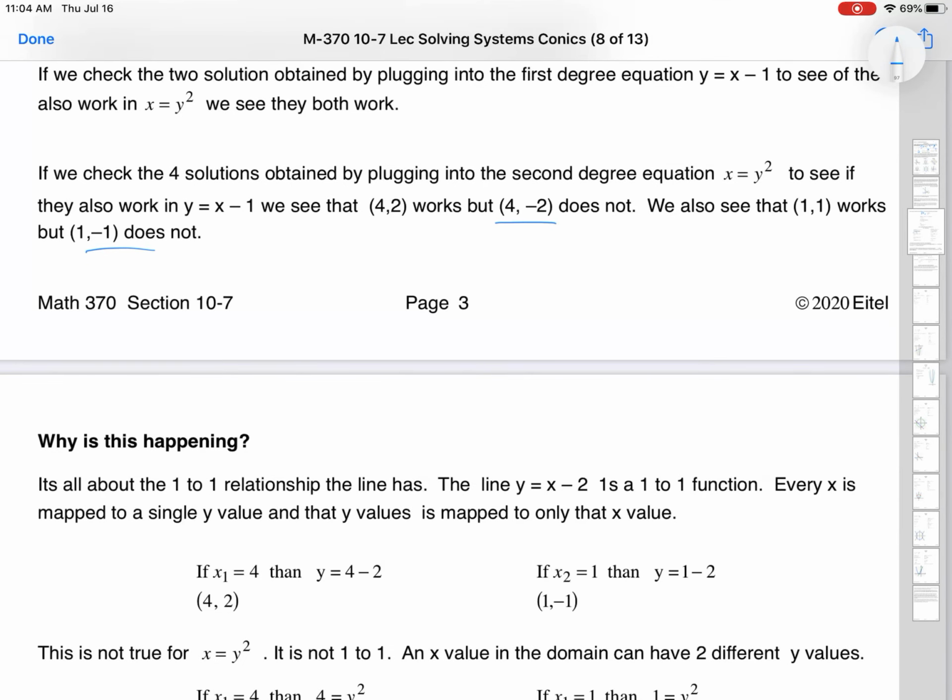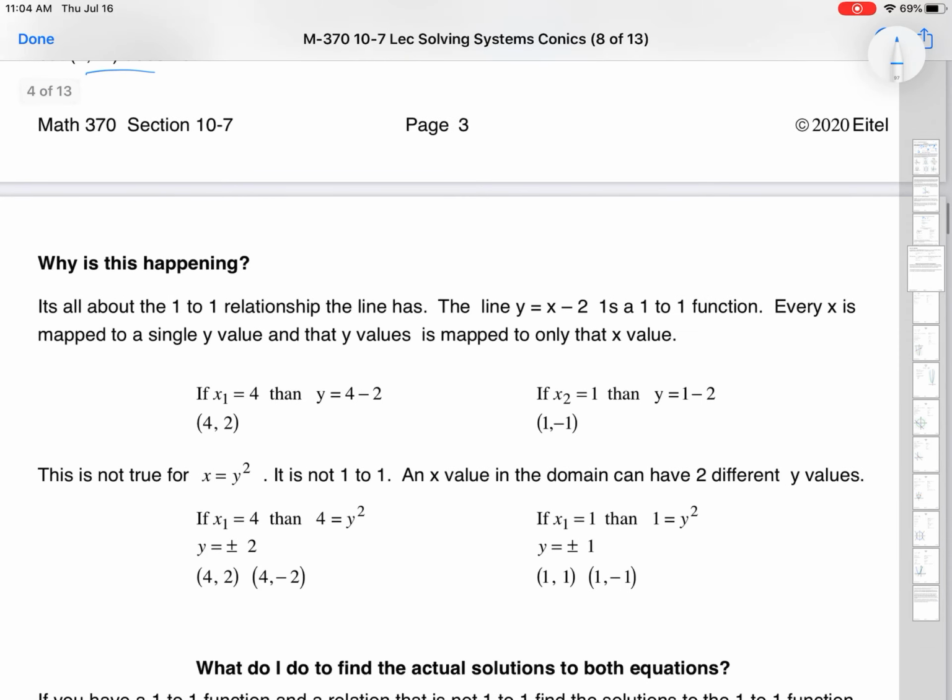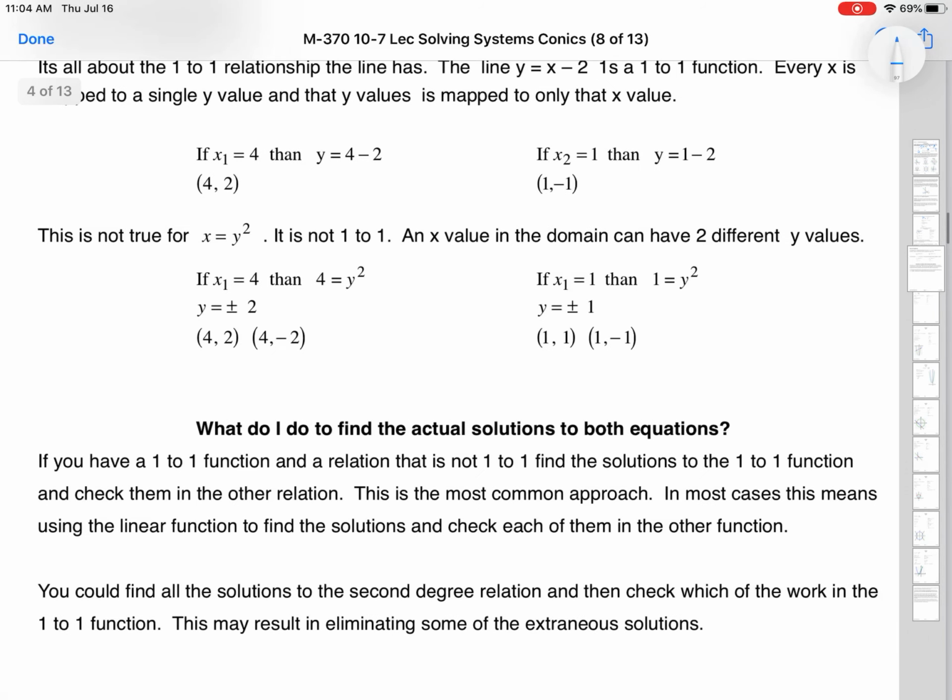He's saying it's all about a one-to-one relationship that the line has. Every x is mapped to a single y, and so therefore it's not true that x is equal to y squared. Well, x is equal to y squared is not one-to-one, right? And so how do I find the actual solutions? If you have a one-to-one function and a relation that is not one-to-one, find the solutions to the one-to-one and check them in the other relation. This is the most common approach. In most cases, it means using the linear function to find the solutions and check them in the other function.